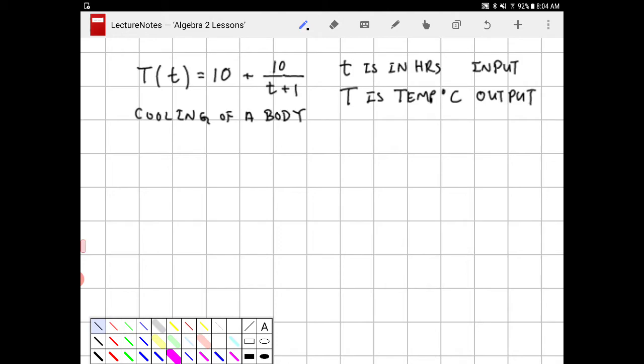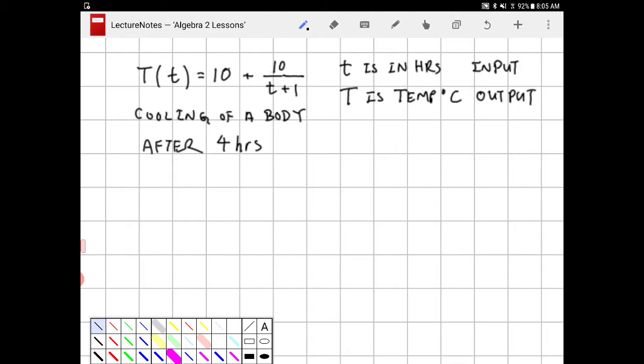What is this equation telling us? This is saying that at any given moment in time, we can figure out what the temperature is while it's cooling. For instance, after 4 hours of a body cooling, we can figure out the temperature of that body. When I say body, I don't mean a human body, I just mean something.